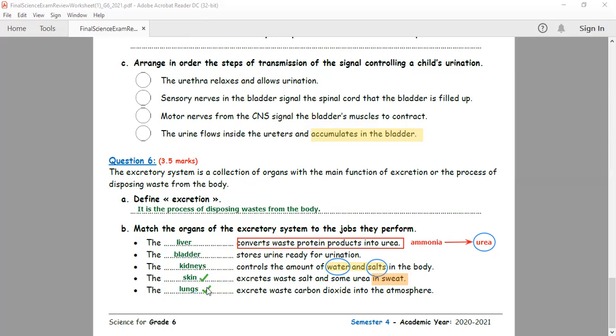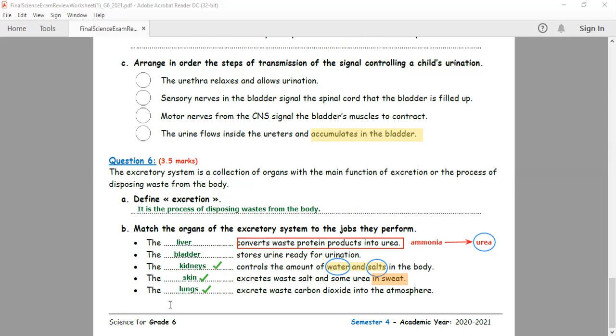Why did I forget them? Skin, lungs, the kidneys, and what's the 4th organ? I forget it. The bladder? No. The liver? Kidneys, skin.